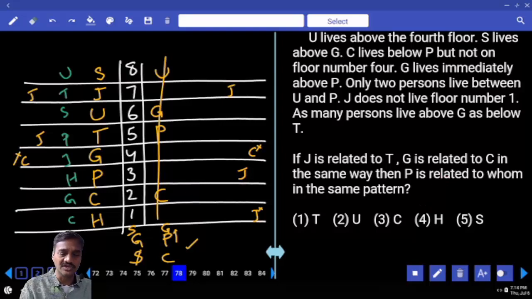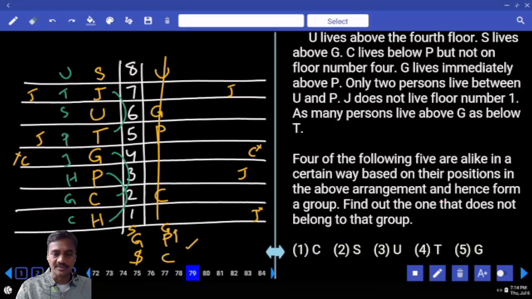Then if J is related to T as J is 2 floors above T, G is 2 floors above C, and P is 2 floors above H. And what is your answer? H, choice 4 for question 78. Then 79, four out of the following are alike, meaning odd one out.